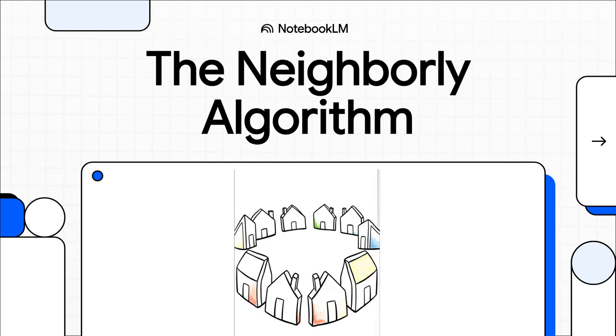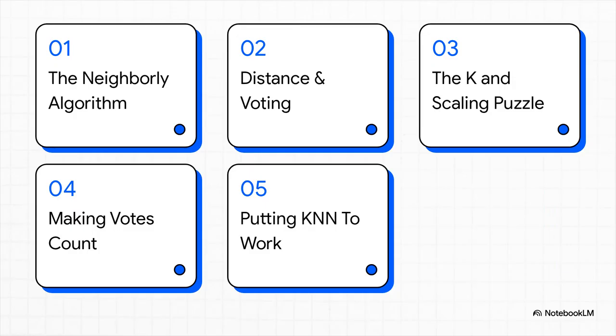Welcome to The Explainer. Today we're going to break down one of the most intuitive ideas in all of machine learning, an algorithm called K-nearest neighbors. At its heart, it's all about a simple, powerful idea we already know. You are who your neighbors are. All right, let's jump right in.